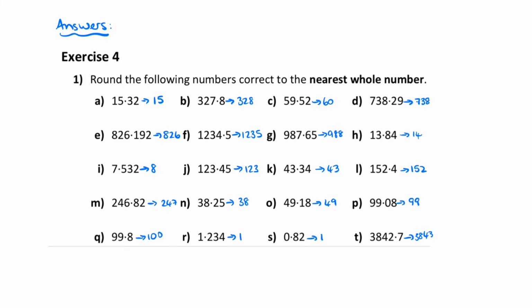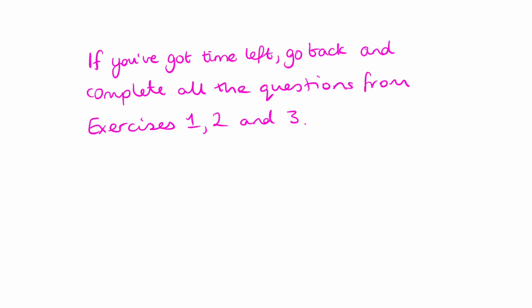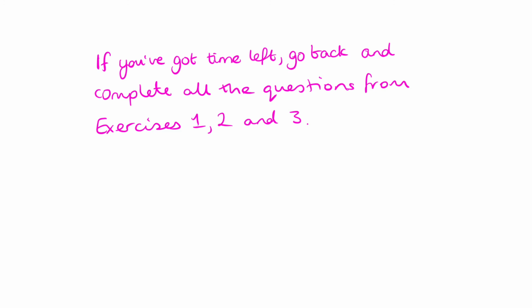So here are your answers. Pause the video again. Check all your answers. Make sure you're correct. And then, if you've got any time left in this lesson, you can go back through the worksheets and complete all the questions from exercises 1, 2 and 3, because in the last video you weren't necessarily doing all the questions. Make sure you have done all of those, so you've had a really good practice at rounding to the nearest 10, 100 and 1,000 and to the nearest whole number, then you'll be in a really great position for our tutorial this week.